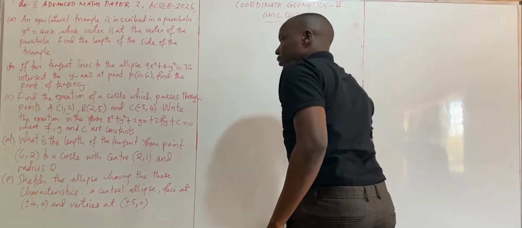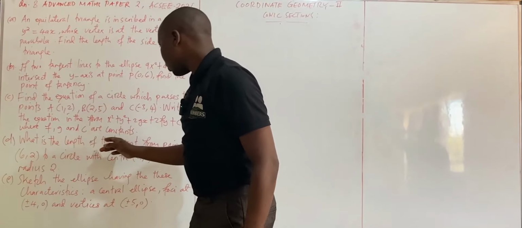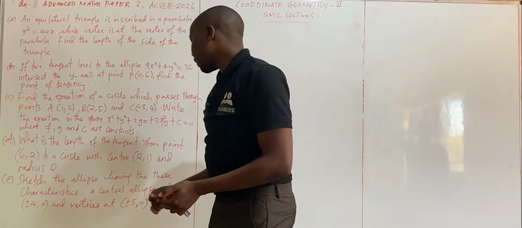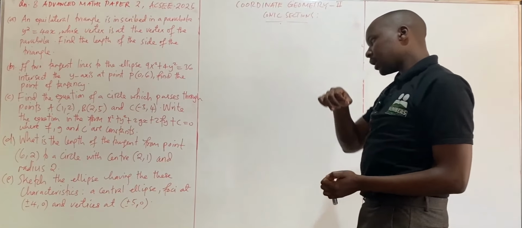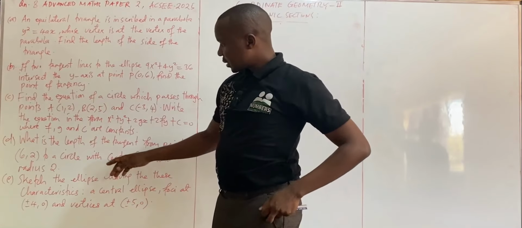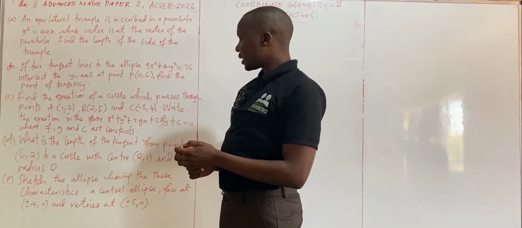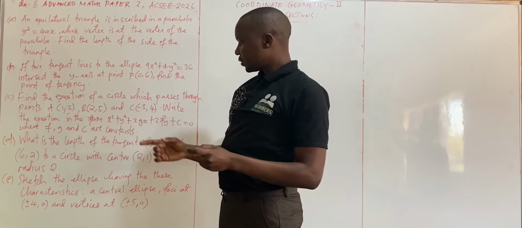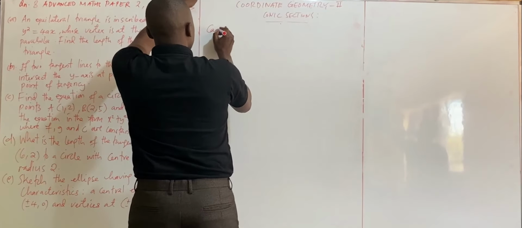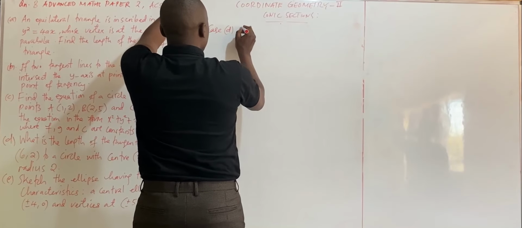So now when dealing with part D, that is, what is the length of the tangent line from the point (6, 2) to a circle with the center at (2, 1) and the radius of 2. So what is needed here is just the length of that tangent line from a point to the center of a circle. So case D is a matter of the distance formula.